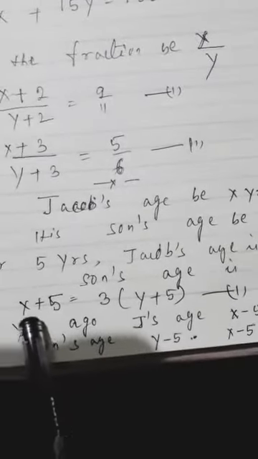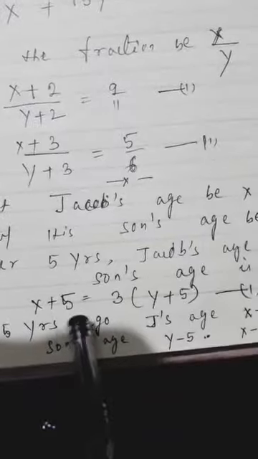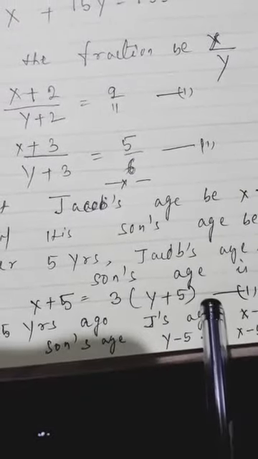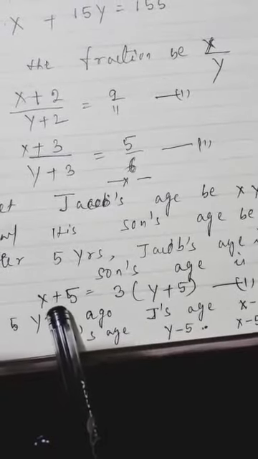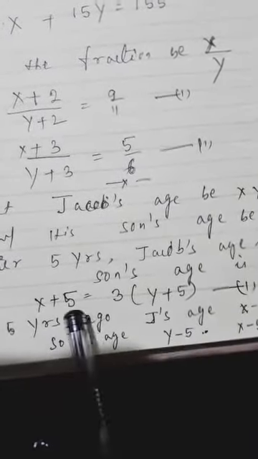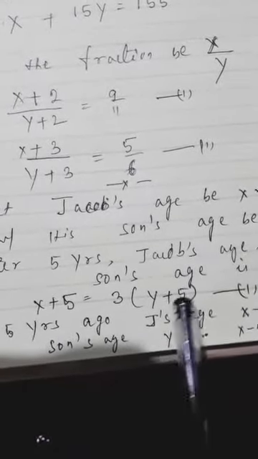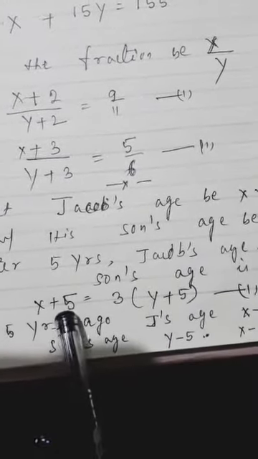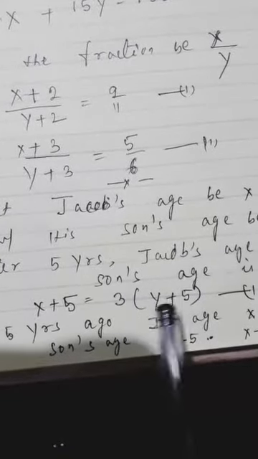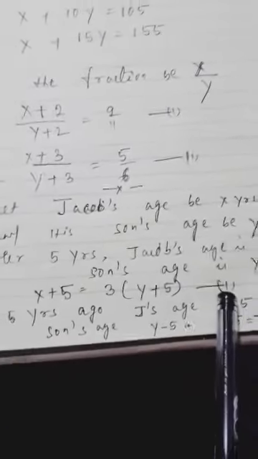But it is also given that after 5 years, Jacob's age is 3 times his son's age. So after 5 years, this is the age of Jacob and this is the age of his son. So obviously, x plus 5 is equal to 3 into y plus 5, that is one of the equations.